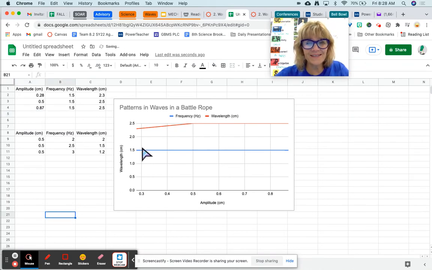Cool thing is, the graph changes at the same time. As I change the data, the graph changes. Okay, so you can see I have the graph done. I don't know. Is changing an amplitude really affecting the pattern? At least not by measuring here, right? What I measured here, it doesn't change it.